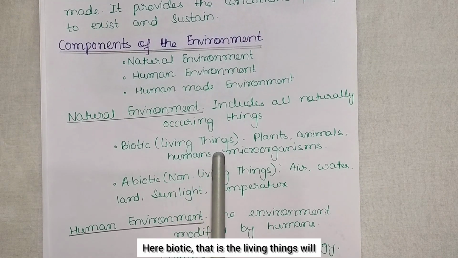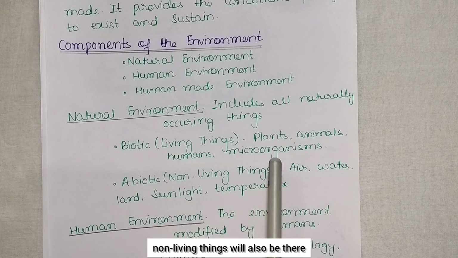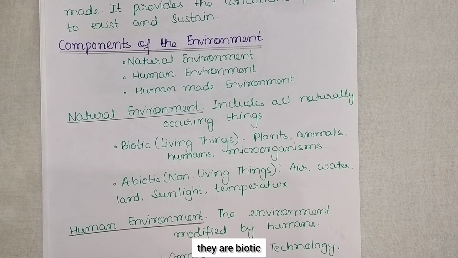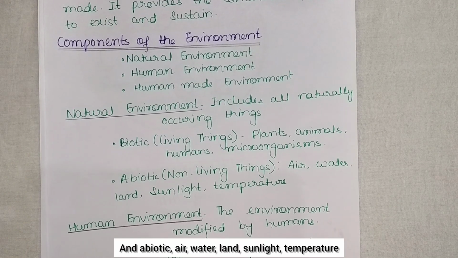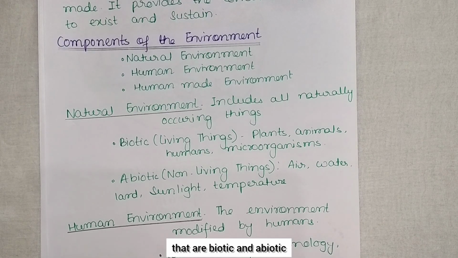Here biotic, that is the living things, will also be there, and abiotic, non-living things will also be there. Like plants, animals, humans, microorganisms, they are biotic. And abiotic: air, water, land, sunlight, temperature. So natural environment includes all naturally occurring things that are biotic and abiotic.